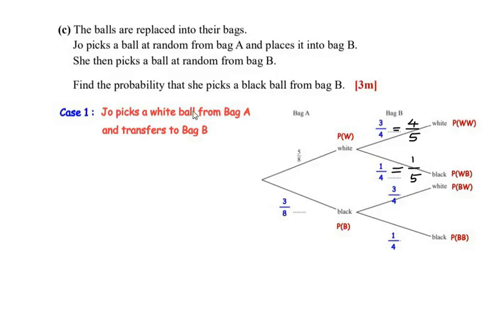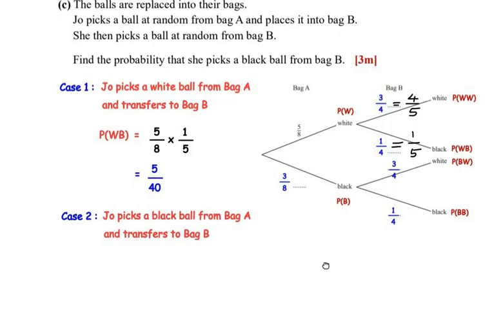So in this case, the probability that she picks a black ball from bag B is going to be the path where she picks up white and she picks up black. So here we have to multiply 5 over 8 with 1 over 5, giving us the probability that she picks a black ball from bag B as 5 times 1 is 5 and 8 times 5 is 40.